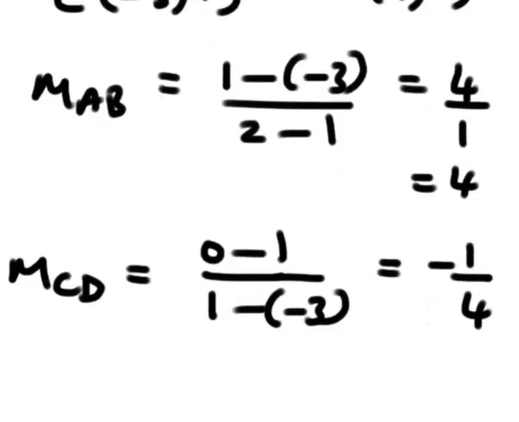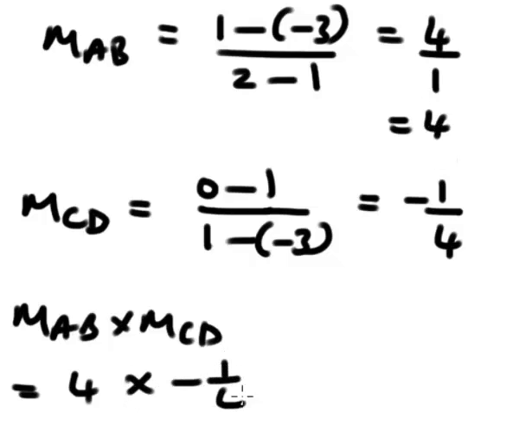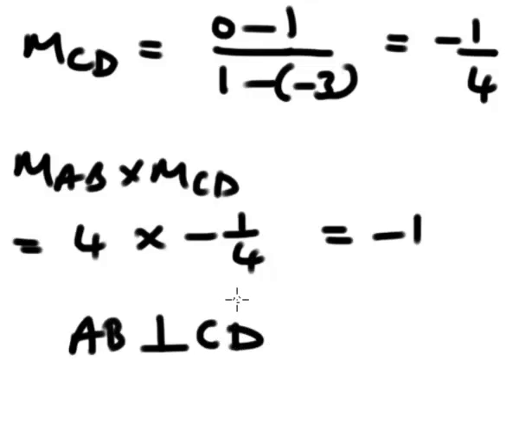Now what do you notice? They're not equal, but when you multiply the gradients, you're going to get 4 for the gradient of AB multiplied by negative a quarter for the gradient of CD, and guess what? It comes to negative 1. The conclusion, therefore, is that AB is perpendicular to CD. Okay, if the gradients were not equal, and if the product of the gradients was not equal to negative 1, the lines would be neither parallel nor perpendicular. Okay, I think it's time for a practice example. Let's have a go at this one.